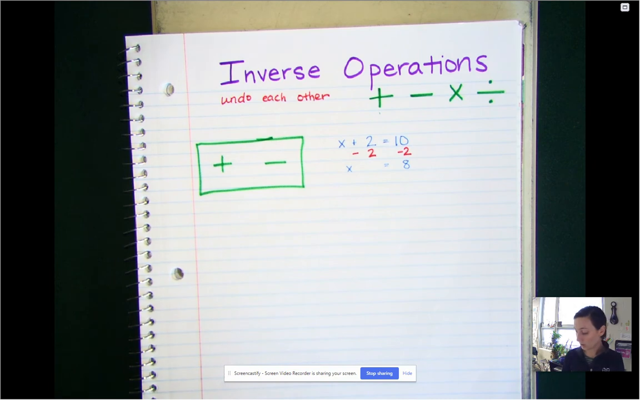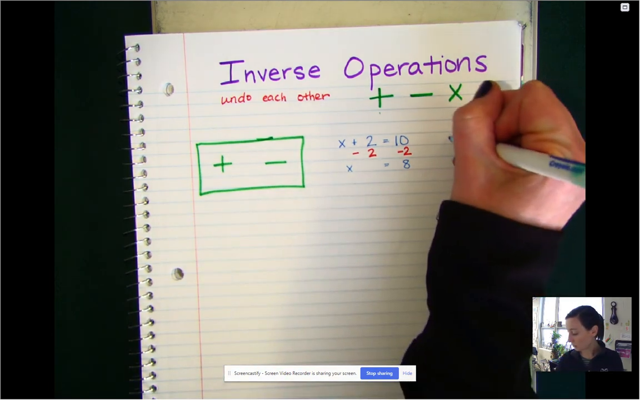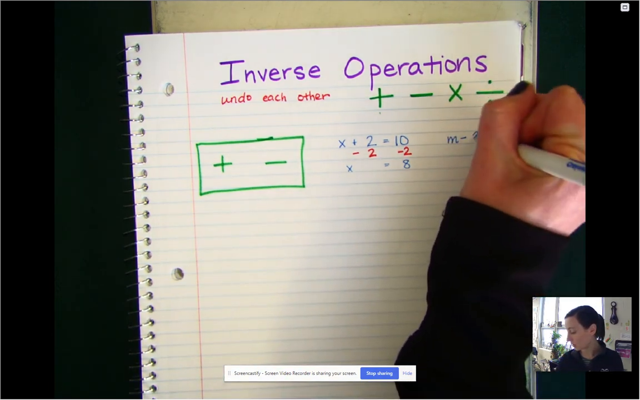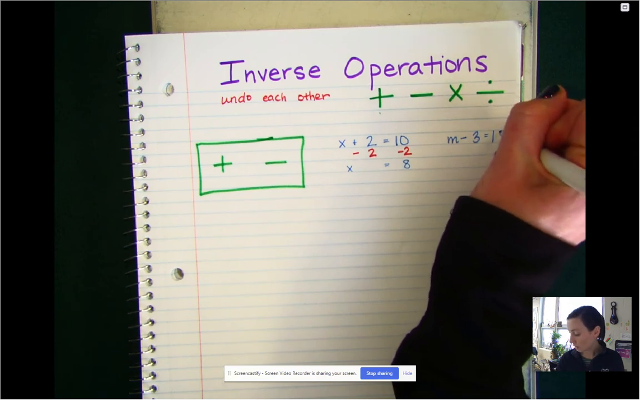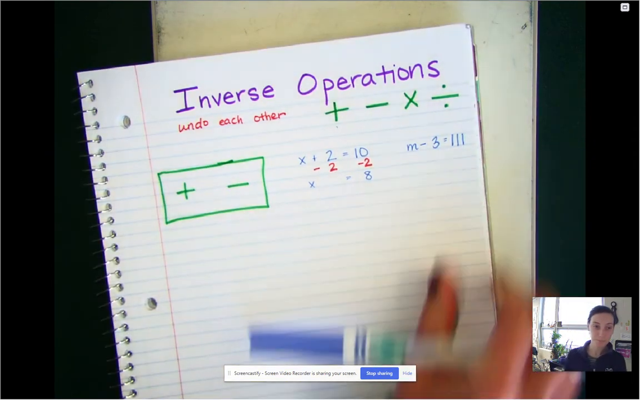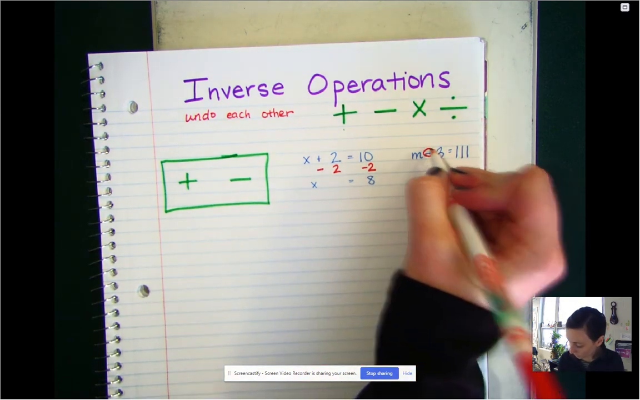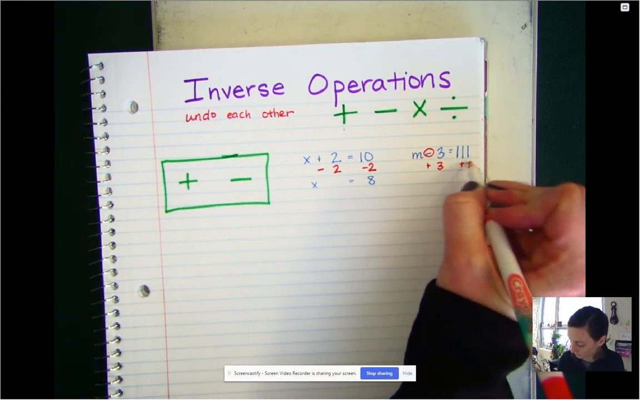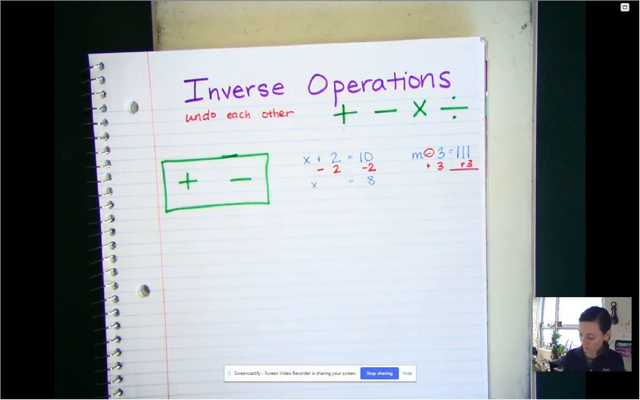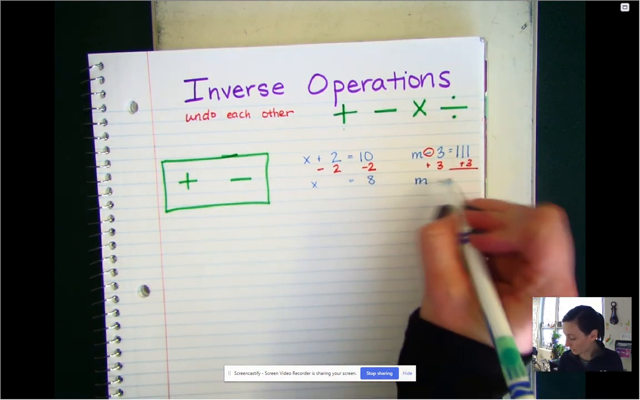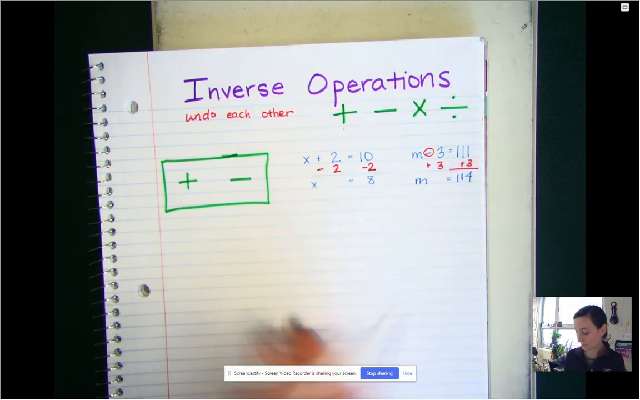It will work the same way if I'm doing something taking away. m minus 3 equals 111. The inverse of subtraction is addition. And now I have that m is the same as 114.